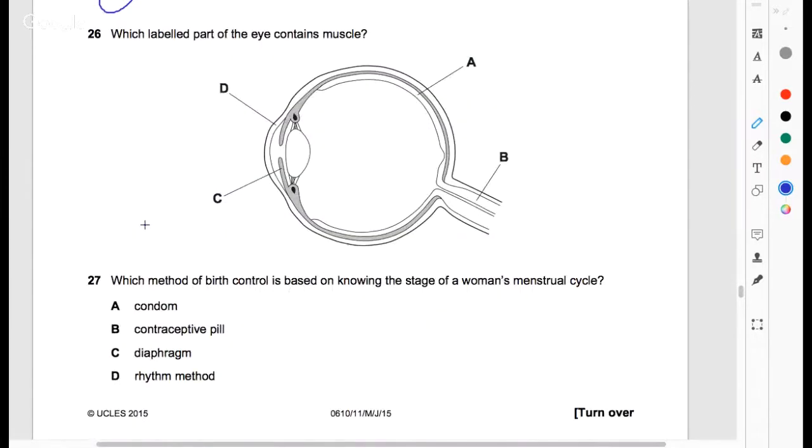Which labelled part of the eye contains muscle? So here we have the lens, the cornea, the iris, the retina, and the optic nerve. So the only place here that contains muscle is the iris. So you have little muscles here that help focus the eye. They can stretch and contract. This is the lens. You contract the lens to focus, so you can focus something close and then you can focus something far away. And C is the iris, and this gap here gets smaller or bigger to let in more light or let in less light. So C is the correct answer.